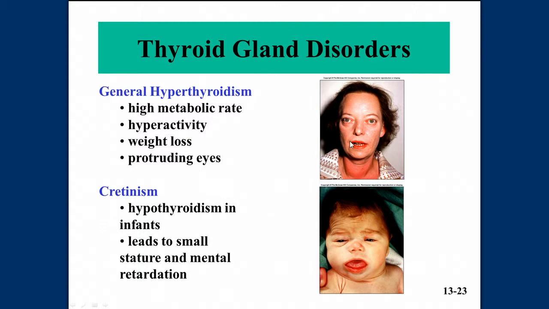Cretinism is hypothyroidism in infants. It leads to small stature and mental retardation. So enough thyroid T3 and T4 are very important for the development of a child or an infant.